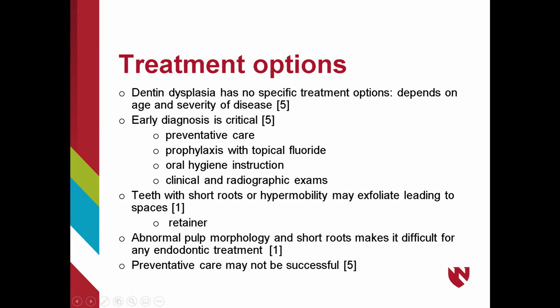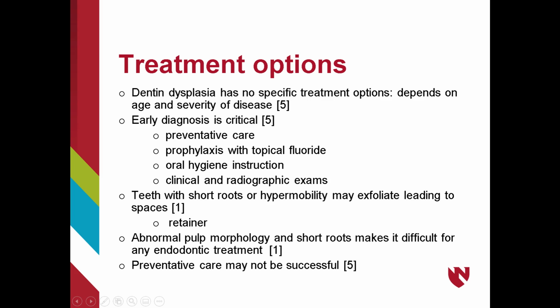There are no specific treatment options for dentin dysplasia. Each treatment depends on the age and severity of the disease. An early diagnosis is critical to help retain the affected teeth. Once an early diagnosis has been established, one is able to immediately start preventative care. Preventative care includes prophylaxis with topical application of fluoride, oral hygiene instruction for maintenance at home, and clinical and radiographic exams should be done at each appointment.